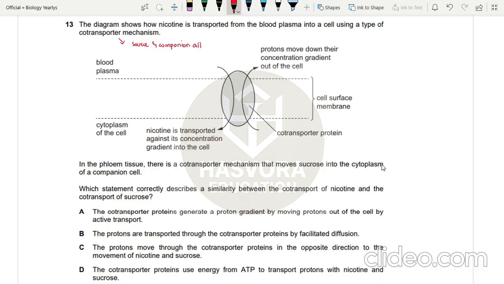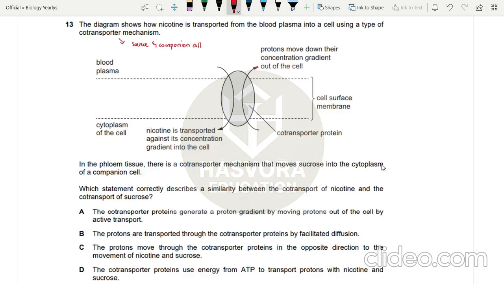So you can see that the protons move down their concentration gradient out of the cell. This is moving out of the cell, but nicotine is transported against its concentration gradient into the cell. So in the phloem tissue, they have already provided you the main idea. There is a co-transporter mechanism that moves sucrose into the cytoplasm of the companion cell. So which statement correctly describes a similarity between the co-transport of nicotine and the co-transport of sucrose?